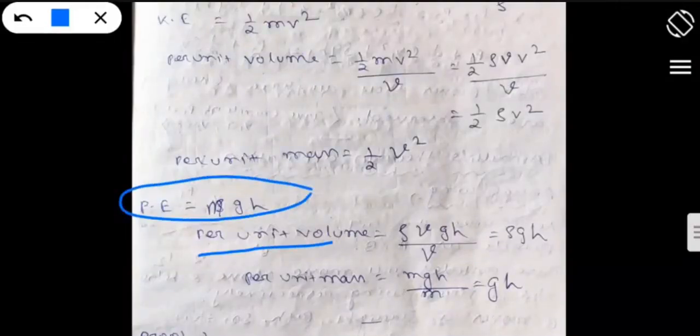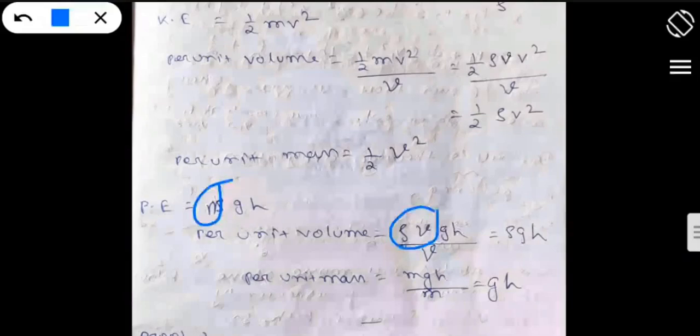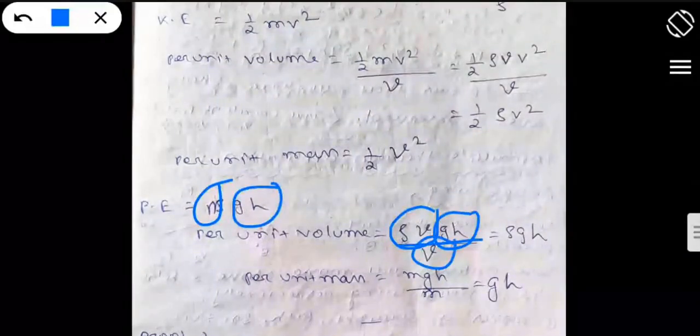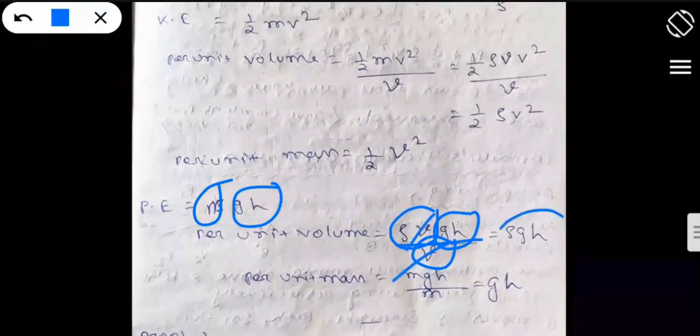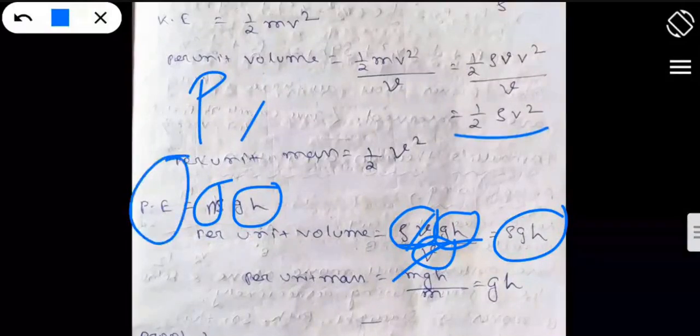So what should it be per unit volume? Mass I can write as volume into density, that is rho into V, and gh as usual, whole divided by the unit volume. And V will be cancelled. The formula is rho gh. So how many energies are involved? Pressure energy P, kinetic energy half rho v square, and potential energy rho gh.